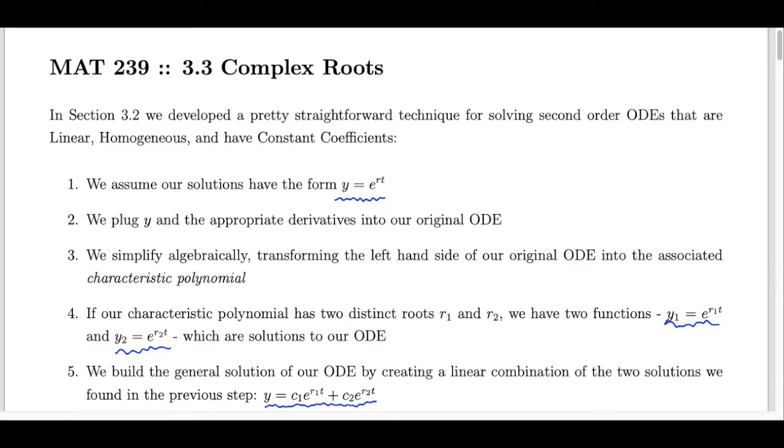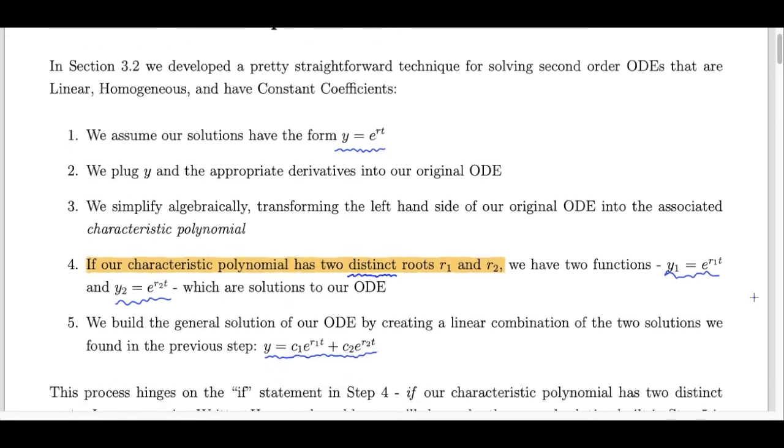While the first 3 steps are pretty universal, we could apply them to any LHC differential equation. Steps 4 and 5 can only proceed if the property we stated here is satisfied. The key feature here is that we have 2 distinct real roots, r1 and r2. As I pointed out at the end of the last lecture, there's no guarantee that this will be the case.